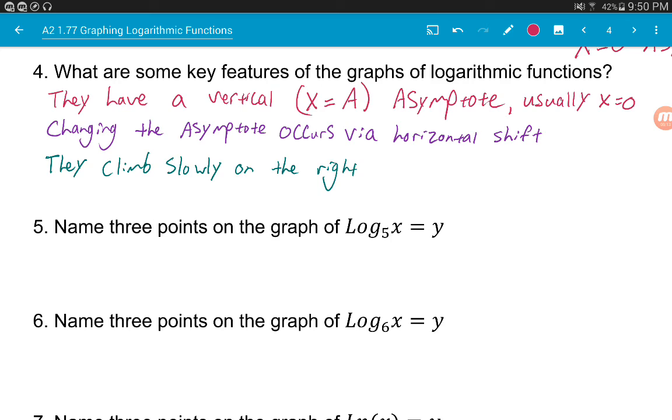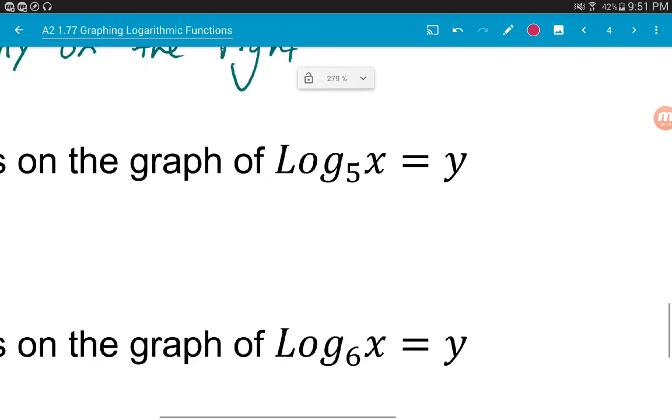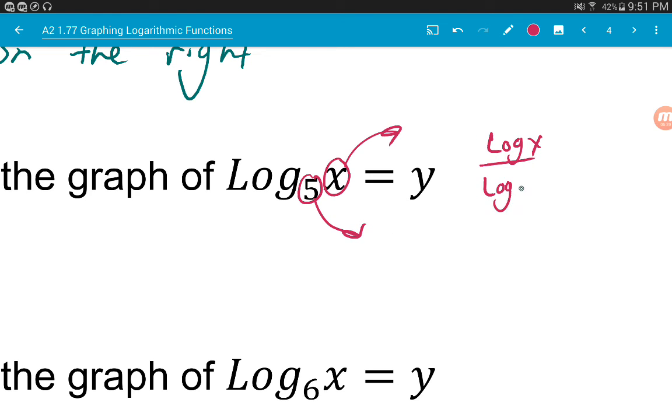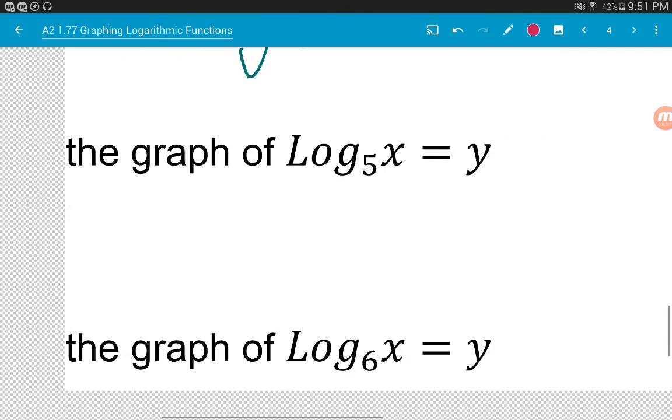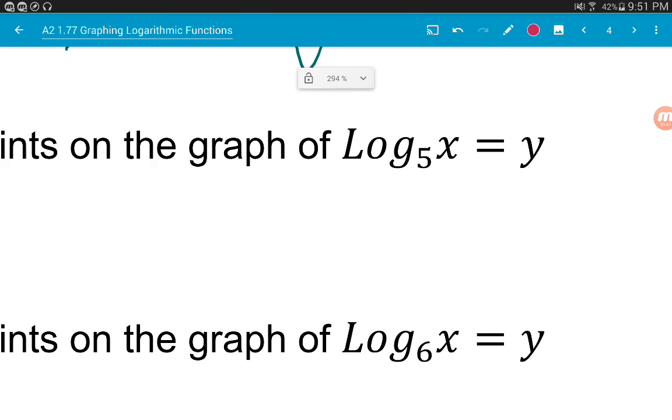Now I want to show you how you could find some points on this without having to use your calculator. So number 5, we know what we could do. I just did it in the first example. You move the x up, you move the 5 down, and that way you can get log of x over log of 5. And you could plug this into your calculator and look at the table to find values. But that doesn't really help us understand logarithms, so what I'd like to do instead is use our favorite, the swoop.